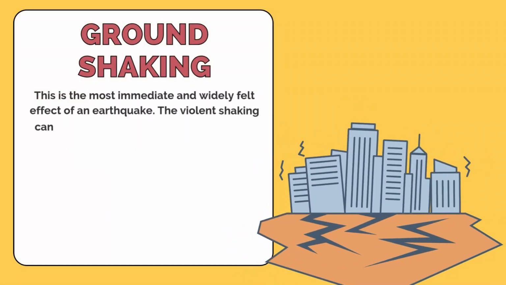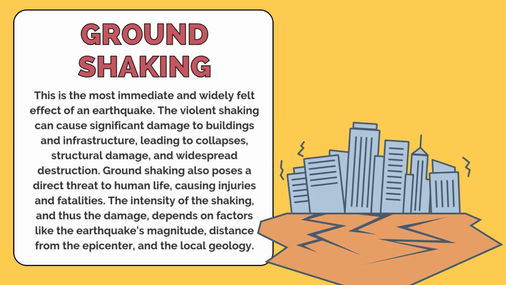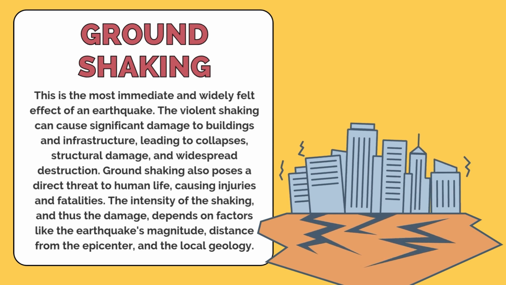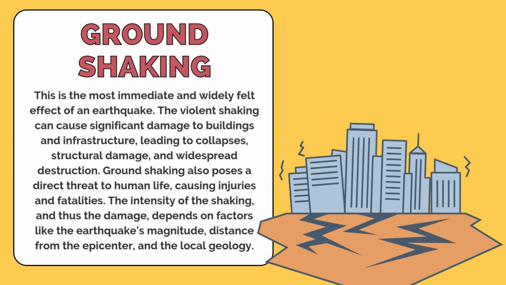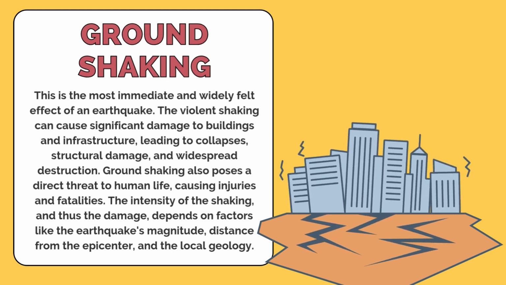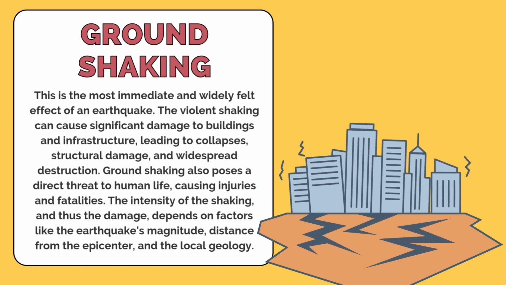Number 1 is the ground shaking. This is the most immediate and widely felt effect of the earthquake. The violent shaking can cause significant damage to buildings and infrastructure, leading to collapses, structural damage, and widespread destruction. Ground shaking also poses a direct threat to human life, causing injuries and fatalities.